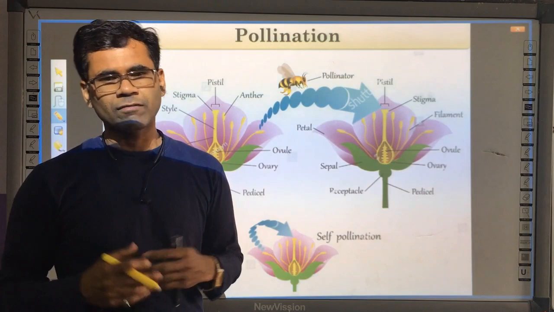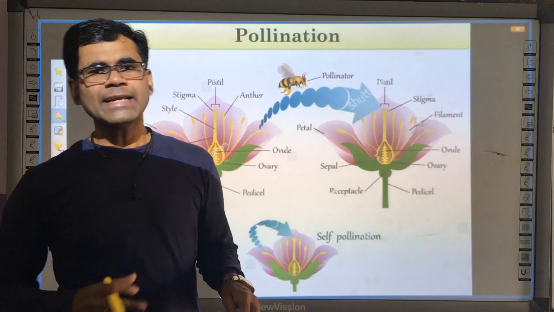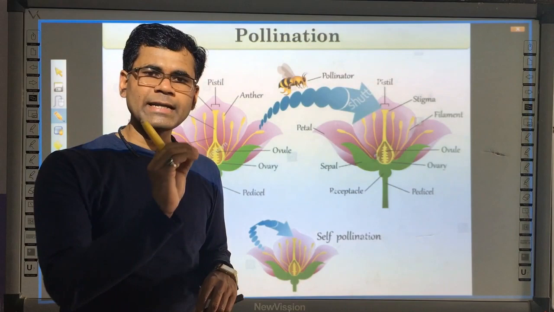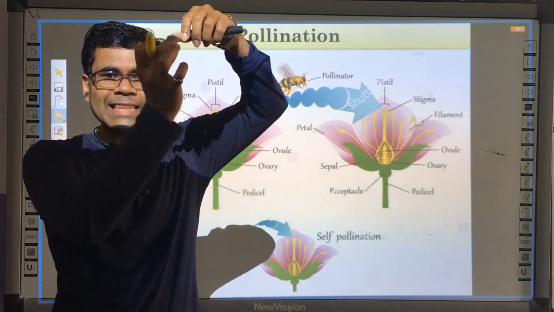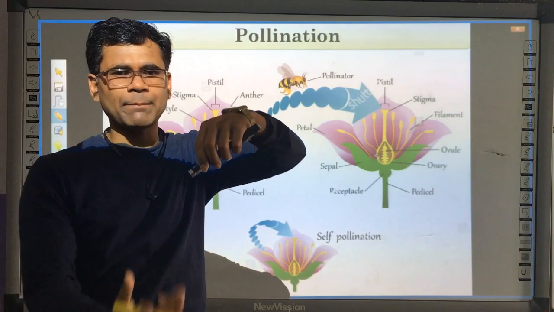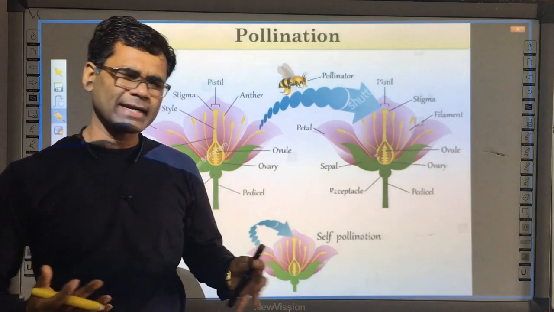While talking about angiospermic plants, it is termed indirect pollination, because the male gamete, the pollen grain, is not directly reaching the embryo sac, but it rests on a platform, and that platform is called the stigma. And from the stigma, it extends the pollen tube, and through the pollen tube, the male gamete reaches the female gamete. So that is again an important, interesting fact to know, called direct or indirect pollination.